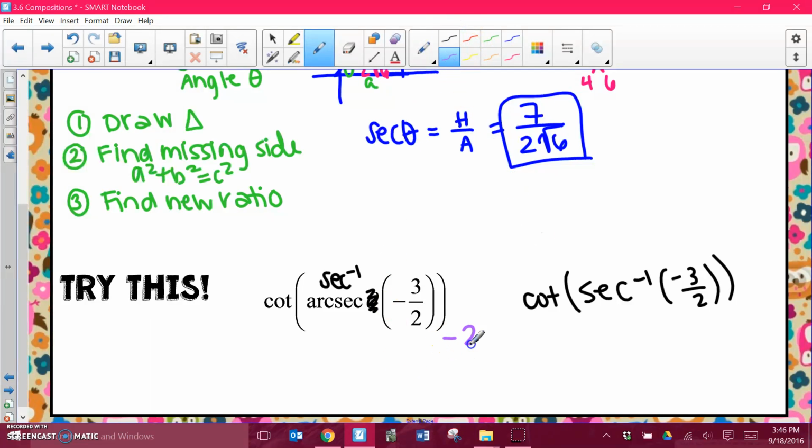Hopefully you paused. Your answer for this one should be -2 over the square root of 5. Make sure you've drawn into the right quadrant. Secant's going to be in quadrant 2, so your triangle should be over here. Your hypotenuse will always be positive, and then you're looking for your missing side.